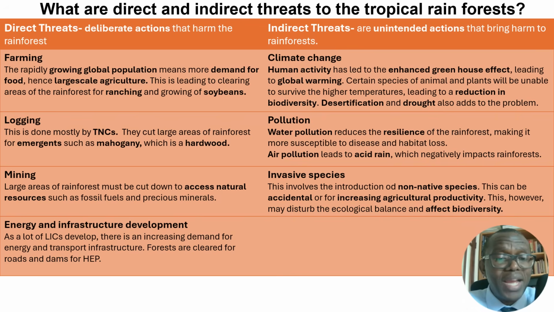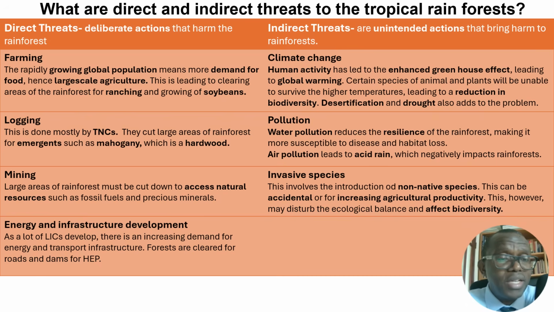So they cut the large areas of the rainforest for the emergence, such as mahogany, which is a hardwood. So that is quite needed, or is in high demand, and therefore is being cut down from the rainforest. Then we have mining. So large areas of the rainforest must be cut down to access the natural resources such as fossil fuels and precious minerals that are in the rainforest.